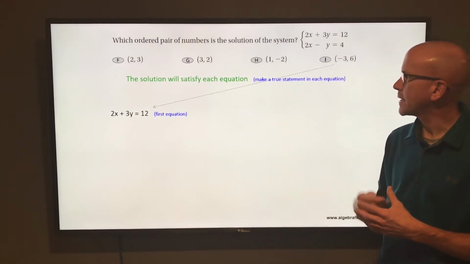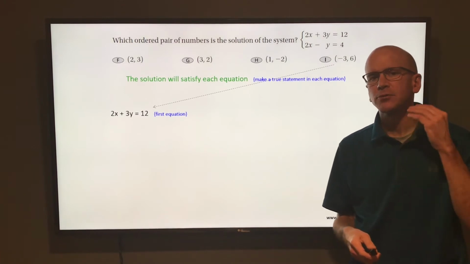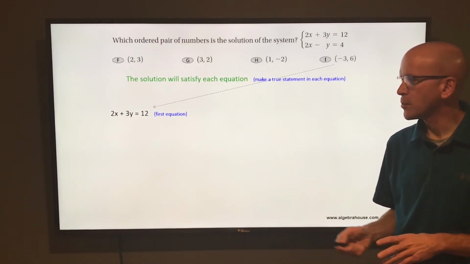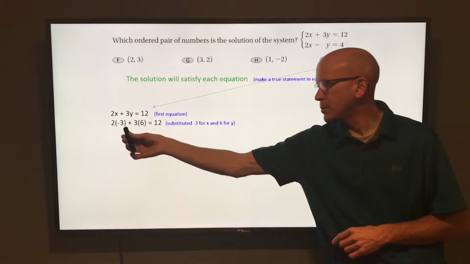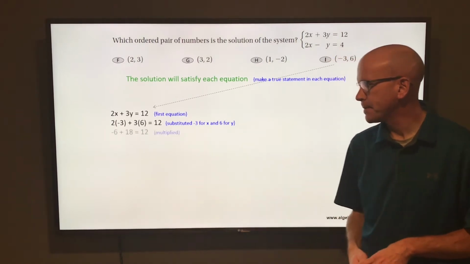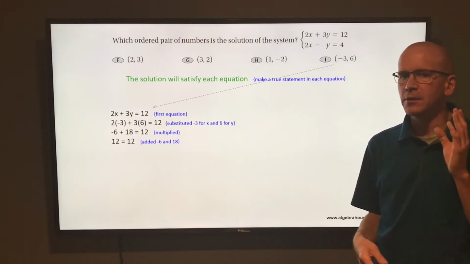We'll take this point, -3, 6, substitute -3 in for x and 6 in for y. It has to make a true statement in both equations for that to be a solution. So if we put -3 in for x and 6 in for y into that first equation, you have 2 times -3, it'd be -6. 3 times 6 would be 18. So -6 plus 18, that is 12. 12 equals 12, but you don't stop there.